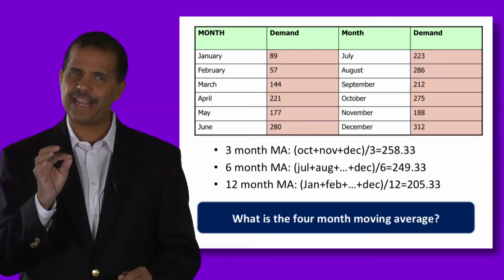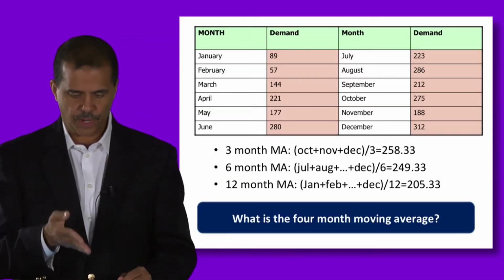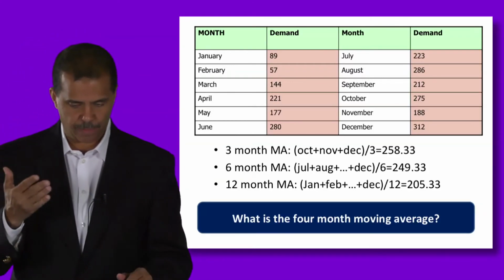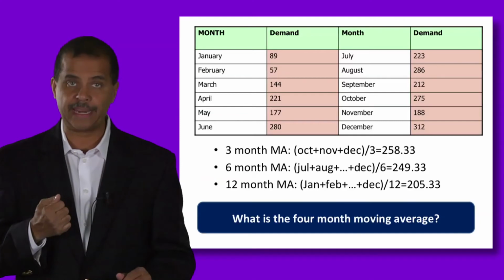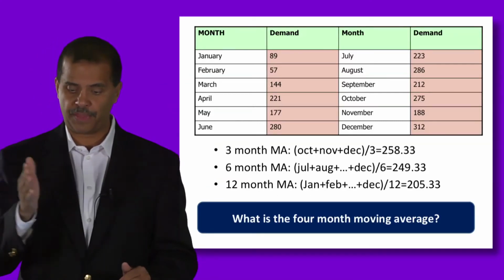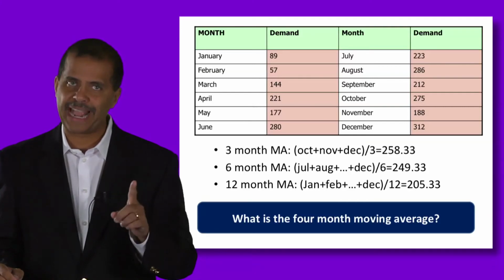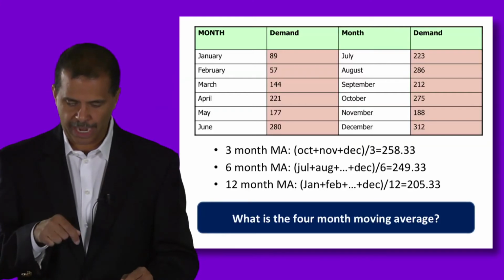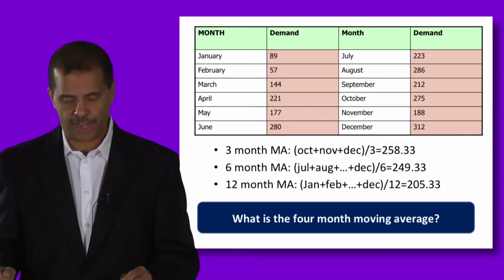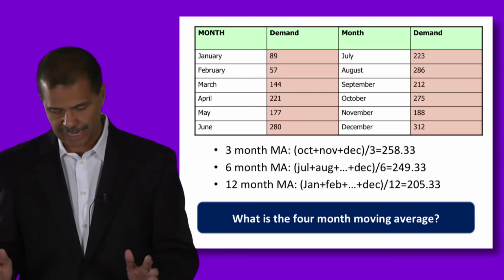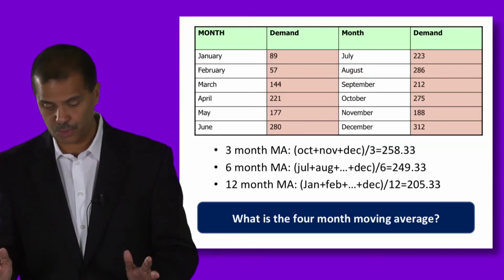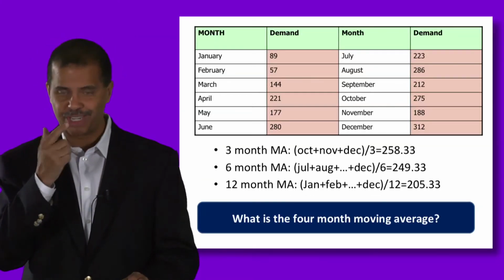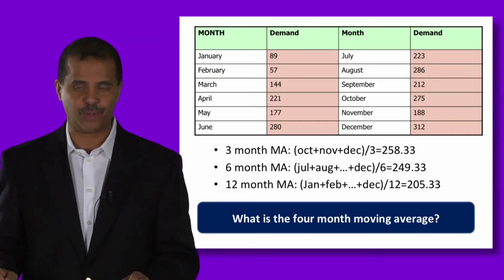Now let's look at how you actually calculate a moving average. Here we have the month, January through June, and the demand: January it's 89, and in June it is 280. If you flip over, we still have the month and the demand. How would you calculate the 3-month moving average? We look at demand in October, which is 275, November, which is 188, and December, which is 312. You add those up and divide by 3. The math should work. Check it out, and if it doesn't, email me at martym@depaul.edu.